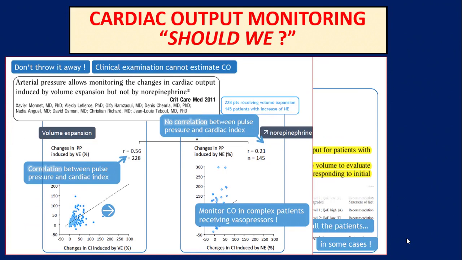Look at here. With fluid volume expansion, there is a correlation between pulse pressure and cardiac index, but there is no correlation between pulse pressure and cardiac index and the fluid resuscitation in patients where norepinephrine is already started. Why is this happening? As we have talked about the arterial tone, vascular tone, because of the noradrenaline, that tone has changed. That is why there is no linear relationship between volume expansion and the changes in the cardiac output or stroke volume. That has to be kept in mind here.